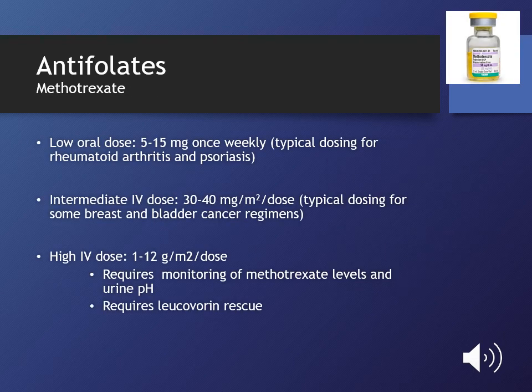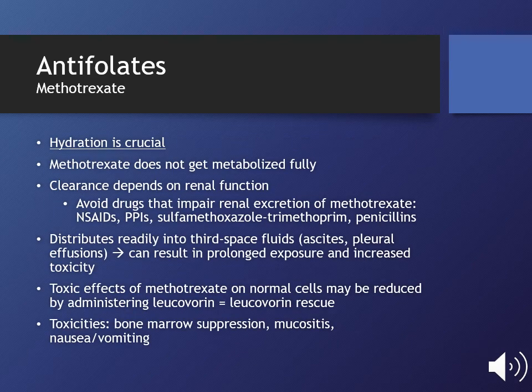Methotrexate has a wide array of uses. Low doses are used for non-oncology conditions such as rheumatoid arthritis and psoriasis. Intermediate doses are employed in certain types of cancer regimens. And then high doses are typically used for the management of brain tumors or lymphomas. High doses also require monitoring of methotrexate levels, urine pH, as well as the use of leucovorin.